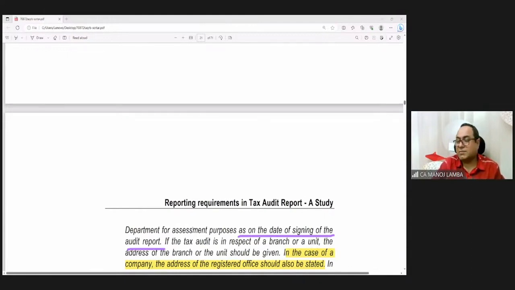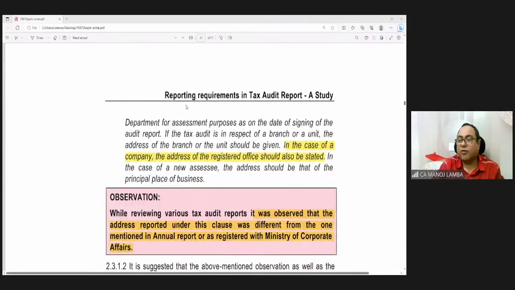If the tax audit is in respect of a branch or a unit, the address of the branch or unit should be given. In case of a company, the address of the registered office should also be stated. In case of a corporate assessee, if the place of business is different from the registered office address, then both such addresses are to be given in Form 3CD.